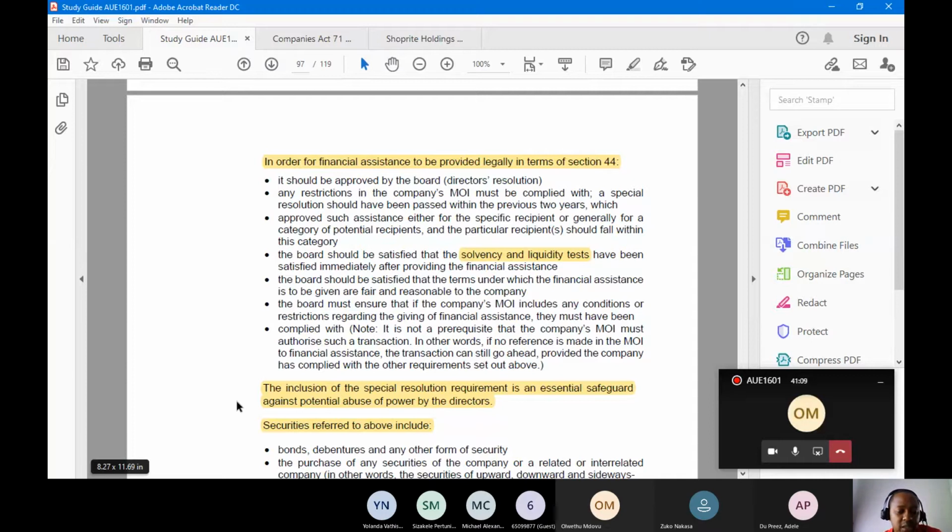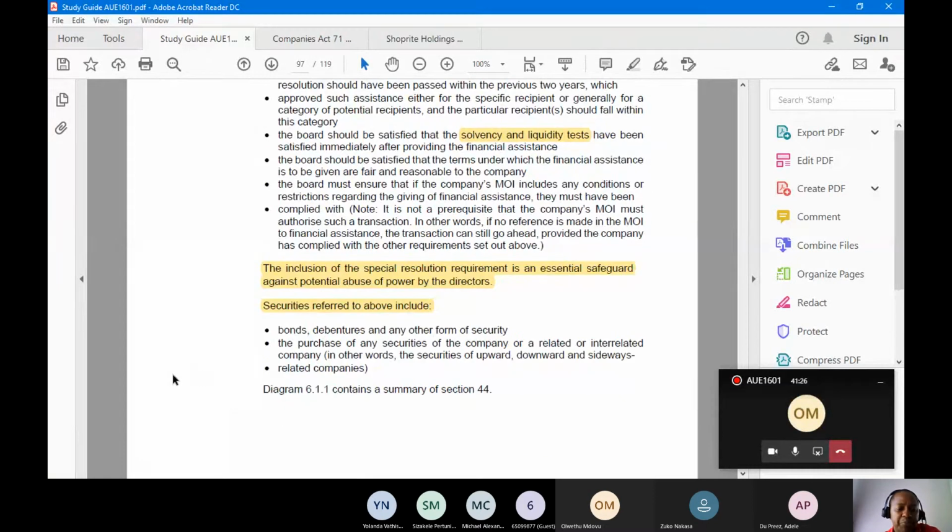There might be a chance that the other 5 directors would have been against that financial assistance. So that's why we need the majority of the directors to agree on providing that financial assistance to any of the directors.